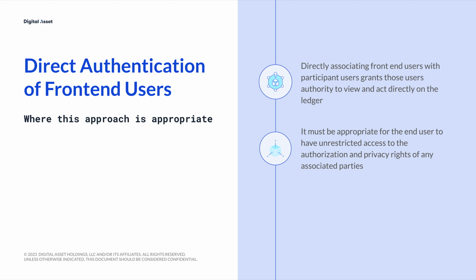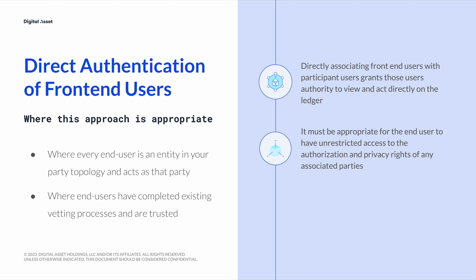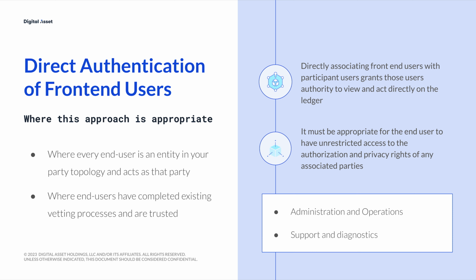Common examples of this include applications where every end user is an entity within your party topology and therefore acts using a party of their own. Applications where end users are trusted by and acting in the name of the organization represented by the party, such as administrative, operational, and support front ends accessible only by trusted administrators and operations personnel.